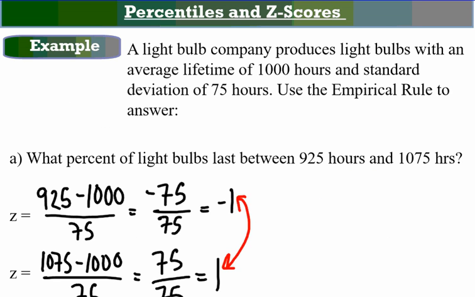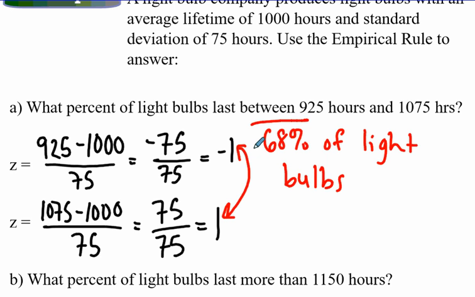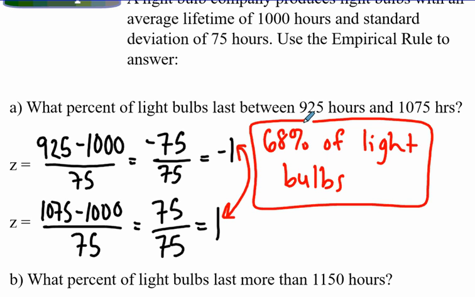So 68% of light bulbs are going to fall between that many hours. You can imagine if you produce tires, you work for Michelin or something like that, you might want to know how long your tires are going to last in order to determine warranties or things like that. So you can see where we're going with these applications.